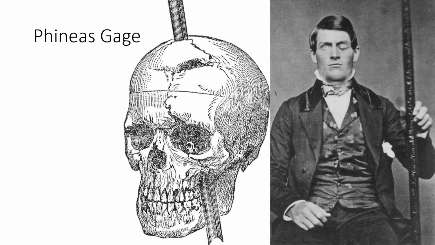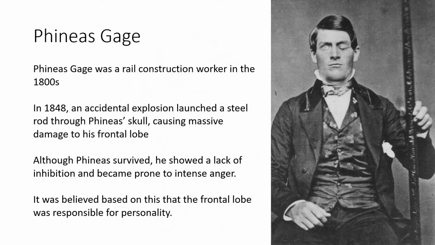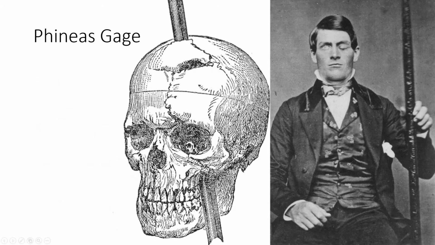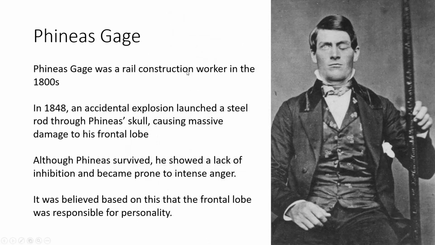So Phineas Gage was a rail construction worker in the 1800s, and in 1848 there was an explosion while he was working on the railway line, which launched a steel rod completely through his head. So you can see here it kind of went up through his face and then came out the top of his head. So this is the steel rod, and it launched up through the front part of his brain and out the other side. So this caused massive damage to his frontal lobe, which you've looked at.